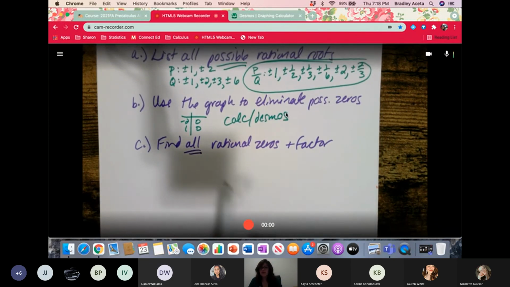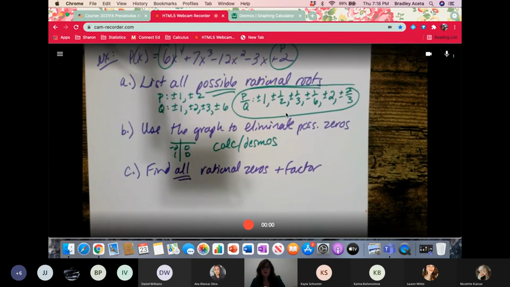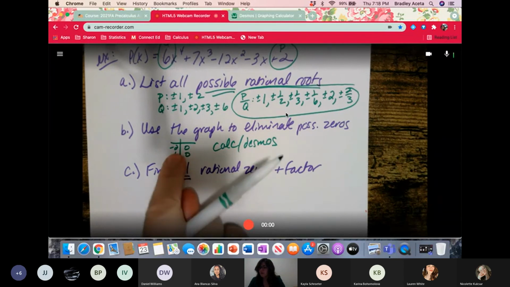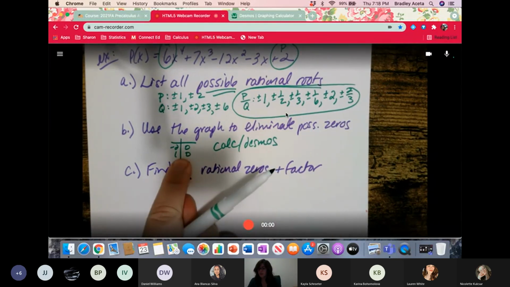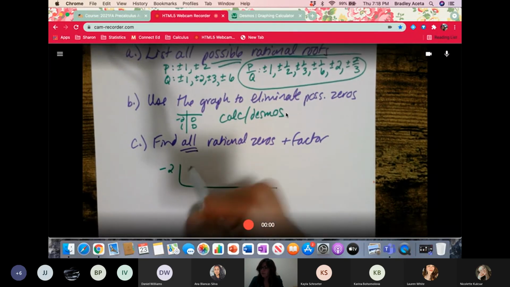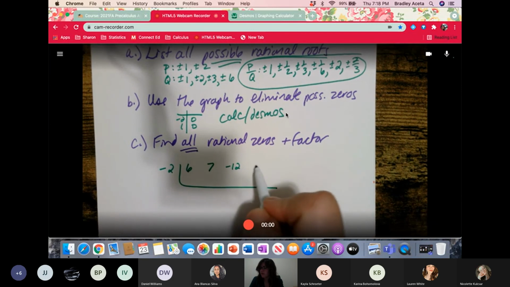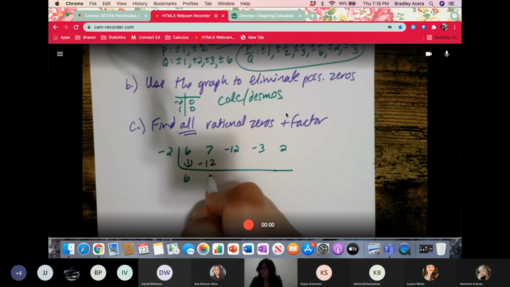And now it says, find all rational zeros and factor. And I'm going to tell you, you have to show me this step. You have to show me on the midterm. So that's why we're working this out. So we're going to use these two and divide them synthetically into there. So we know that these will work. So I'll start with -2 into 6, 7, -12, -3, and 2, and I'll do my synthetic division.